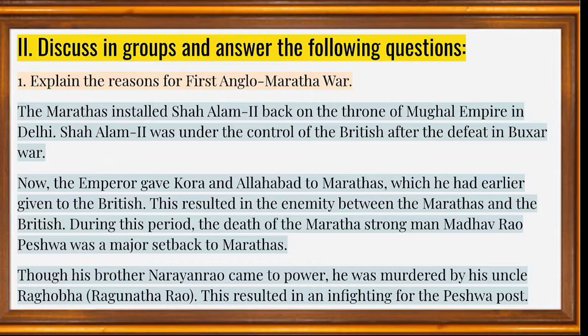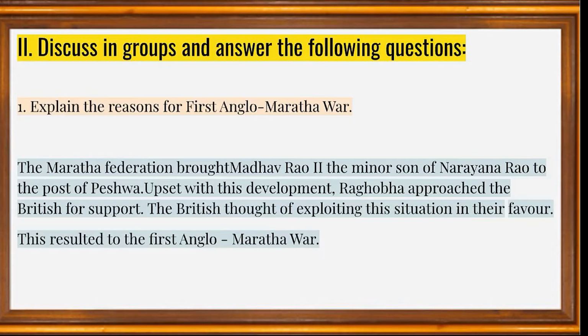Though his brother Narayan Rao came to the power, he was murdered by his uncle Raghunath Rao. This resulted in an infighting for the Peshwa post. The Maratha Federation brought Madhav Rao II, the minor son of Narayan Rao, to the post of Peshwa. Upset with this development, Raghoba approached the British for support. The British thought of exploiting this situation in their favor. This resulted in the first Anglo-Maratha war.